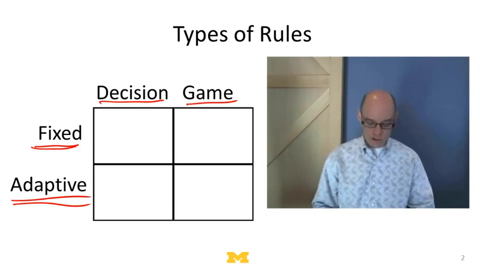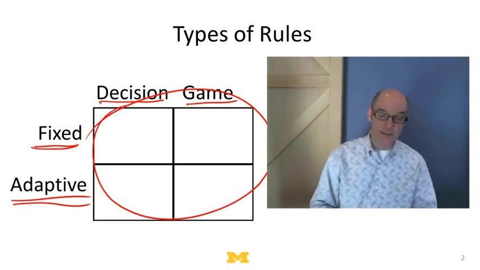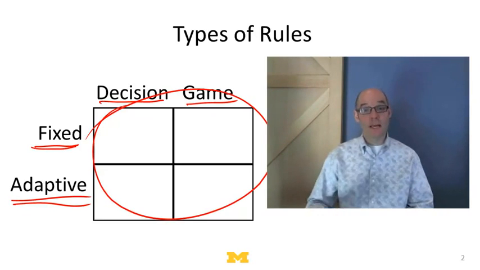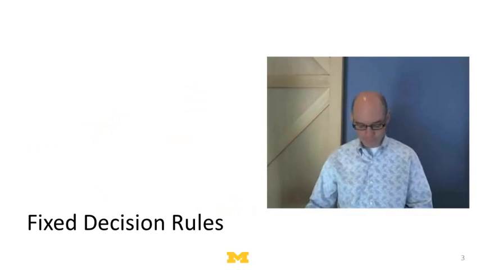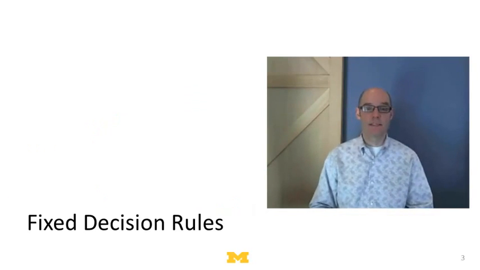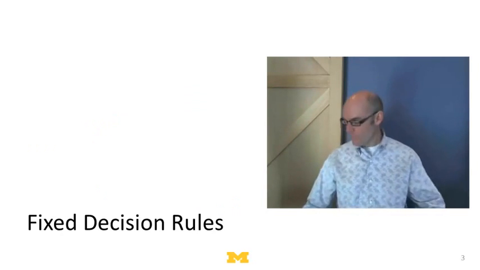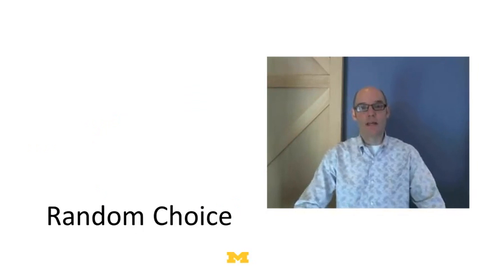So what we want to do in this lecture is just walk through all 4 of these cases. That's the goal. We're going to walk through all 4 and just get some understanding of what modeling rule-based behavior looks like. So let's get started. Let's start with fixed decision rules. What would be an example of a fixed decision rule? Well, one fixed decision rule that's actually used quite often is random choice.